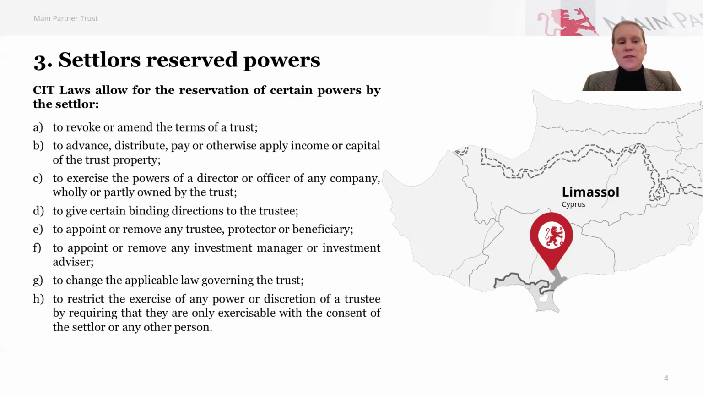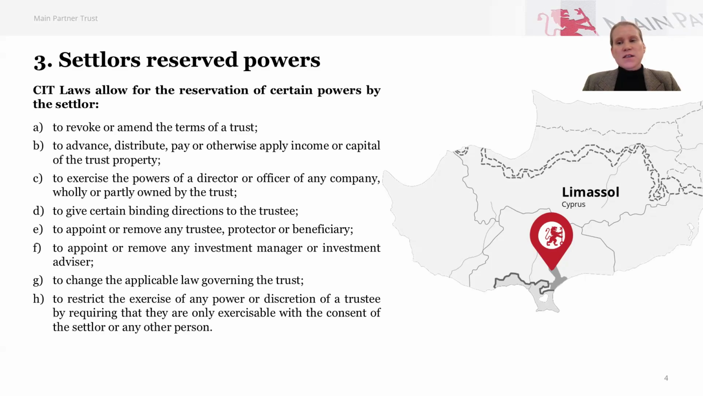reserve for themselves certain powers, such as, for example, a power to revoke or amend the trust, or a power to distribute income or distribute the capital of the trust, or a power to change the applicable law governing the trust. But as you can see, the list is even wider.